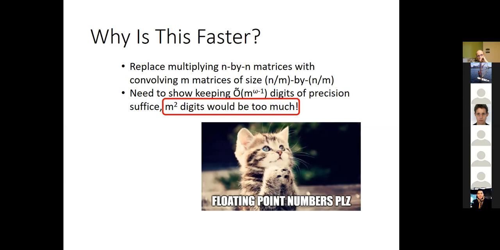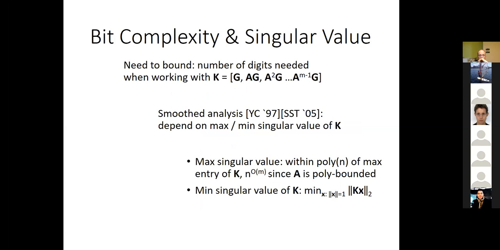Okay, I have one minute to talk about floating point numbers. The general idea is we just need to bound the number of digits when working with this block Krylov matrix. There are some wonderful results from smoothed analysis that say that all we really need to bound is the max versus mean singular value of K. By what we talked about before, the way you bound the max singular value is you say that the max entry is just n to the order m. So you just use the bound on the numbers.